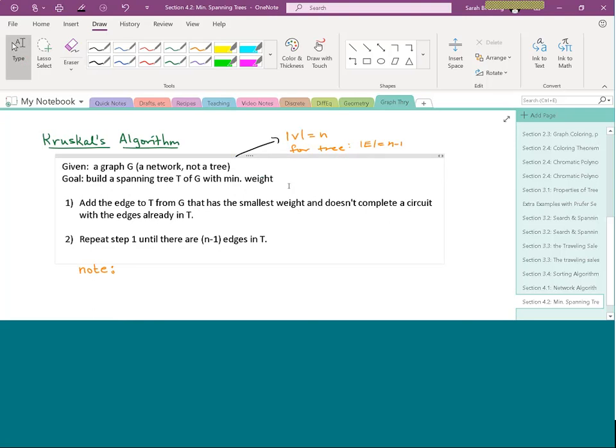If these things deal with capacity or cost or length, it's the smallest. Fill in the appropriate word that you're using to describe the number associated with your edge. Okay. First thing that you do in Kruskal's algorithm is you look across the entire graph G and you add an edge to your tree that has the smallest weight and doesn't complete any circuits with the edges that are already in the tree. So notice the initialization step, and let me actually add in here a step 0.